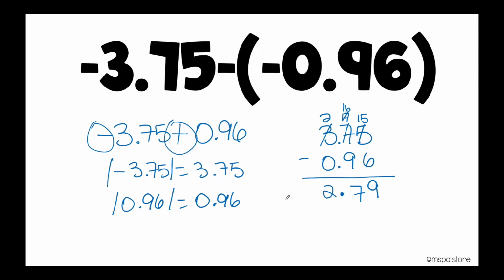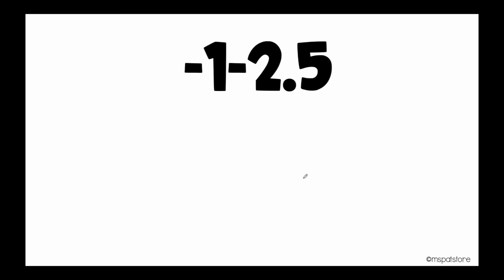In this case, I need to keep the sign of the greatest absolute value. In this case it is negative 3 and 75 hundredths. So my final answer is negative 2 and 79 hundredths. Now I would like you to pause the video and try to do this one by yourself. So here I have negative 1 minus positive 2 and 5 tenths.